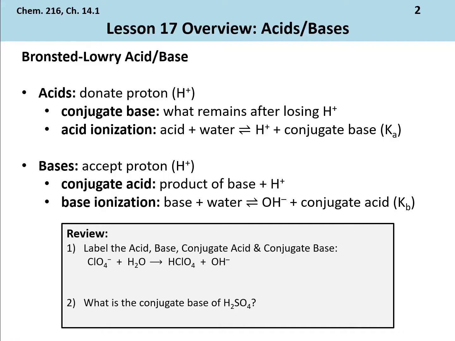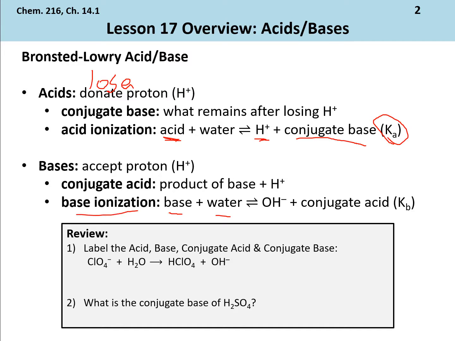Okay, so let's do a little bit of a review of acids and bases. Acids donate protons. That means they lose protons. And bases accept protons. And by protons, we mean H+. If I have an acid and it loses H+, what I'm left with we call a conjugate base. The reaction of acid plus water, that's Ka, called acid ionization. For bases, if they react with water, we call this base ionization.